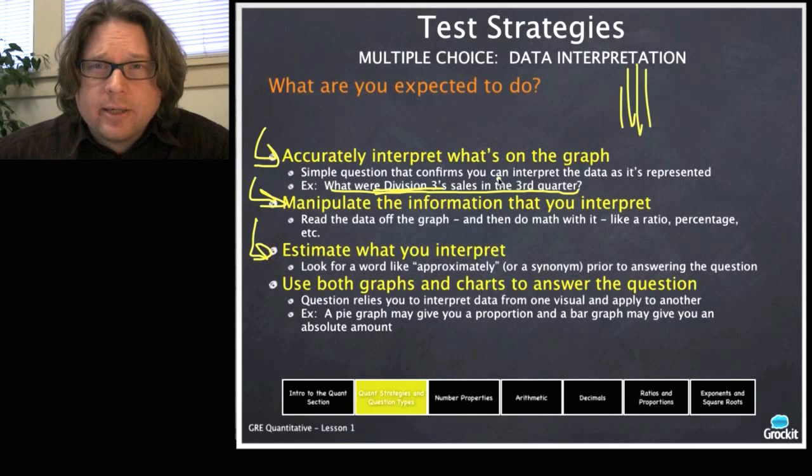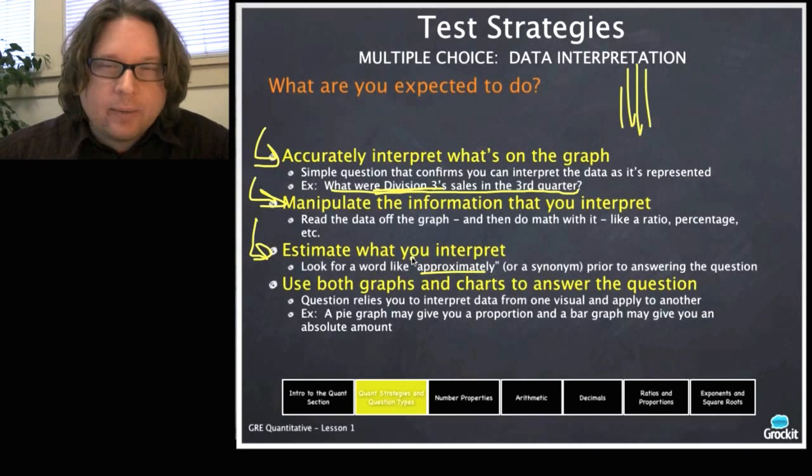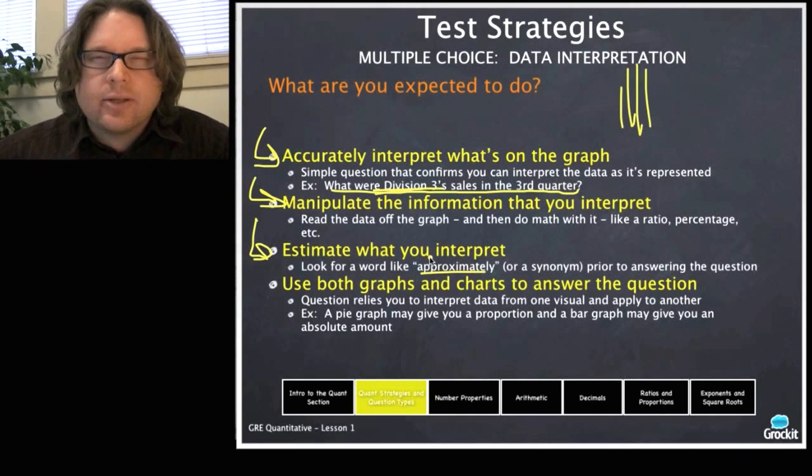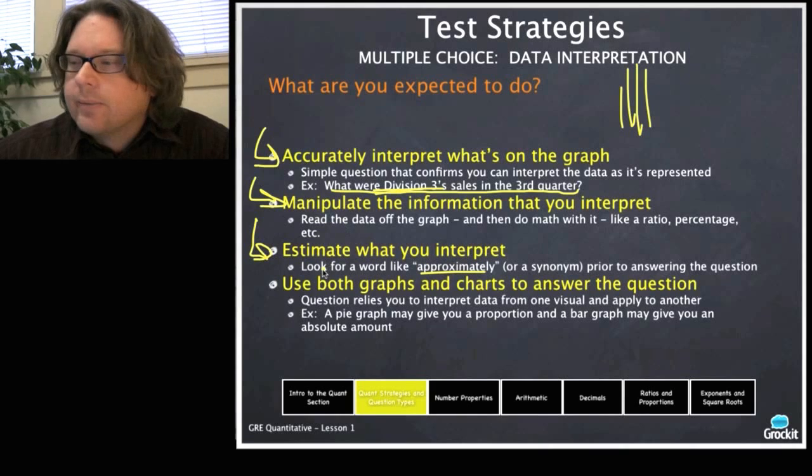Sometimes there will be approximation and rounding. Look for words like approximately to be your clue. This is actually true of the quantitative test in general. Just know that sometimes you aren't going to be dealing with the exact numbers.